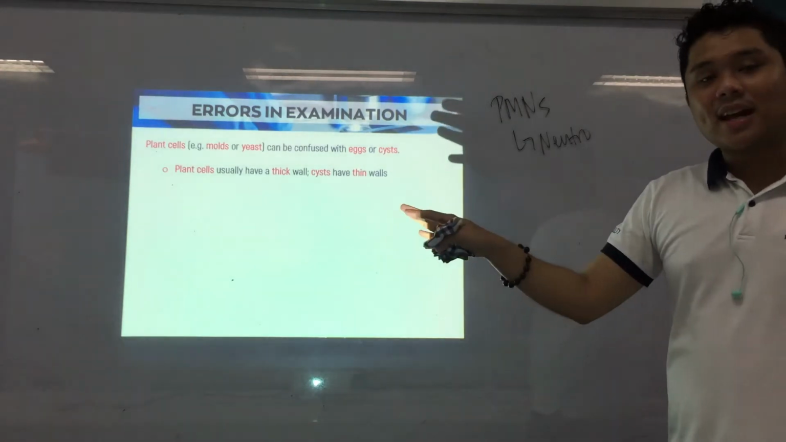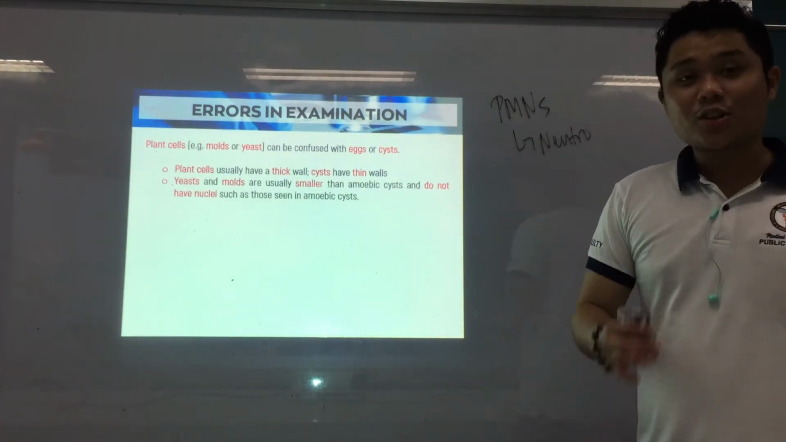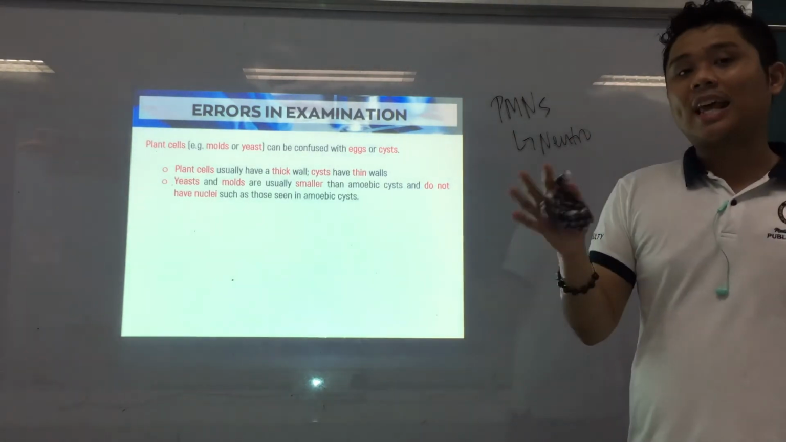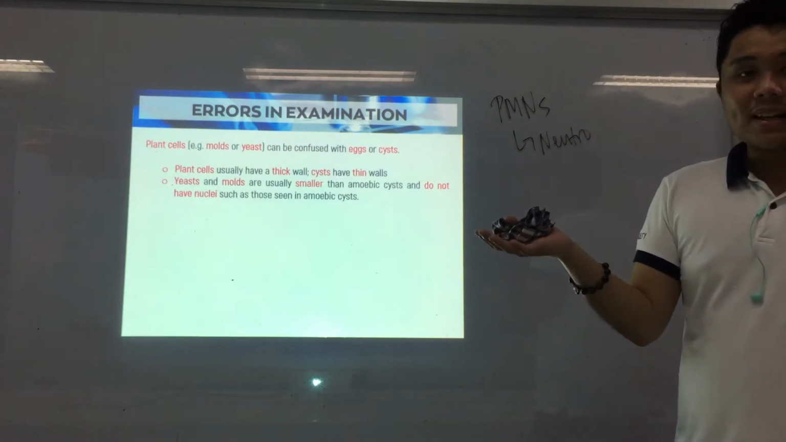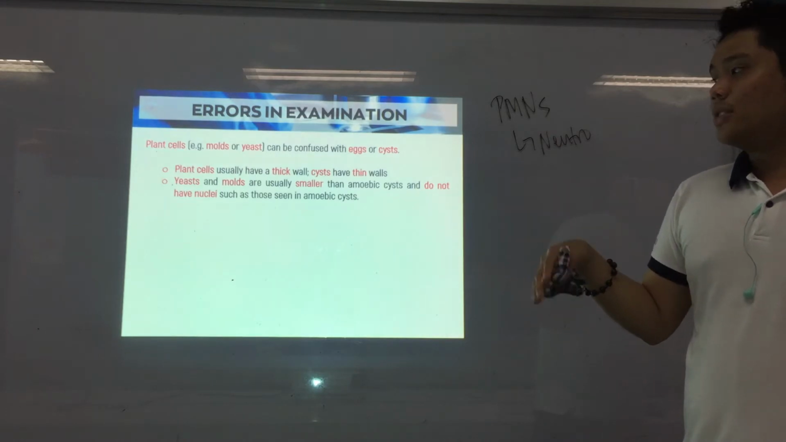Plant cells have a thick cell wall, whereas amoebic cysts have thin walls. And yeast and molds are smaller than your amoebic cysts and do not have nuclei. Yes, they do not have nuclei, so you don't see any circle in the middle or something like that. As long as they have no nuclei, for your yeasts and for your molds, yes.